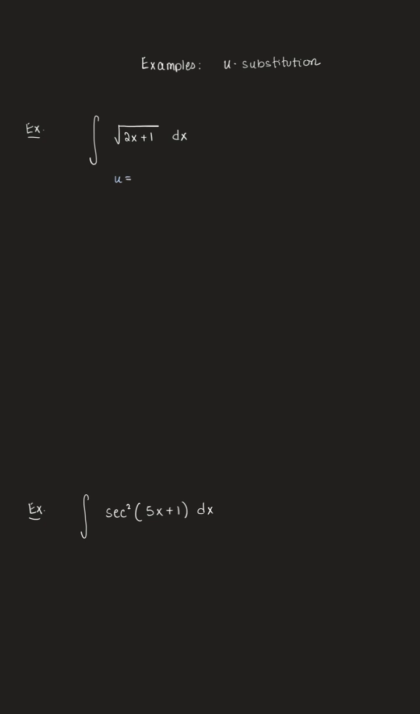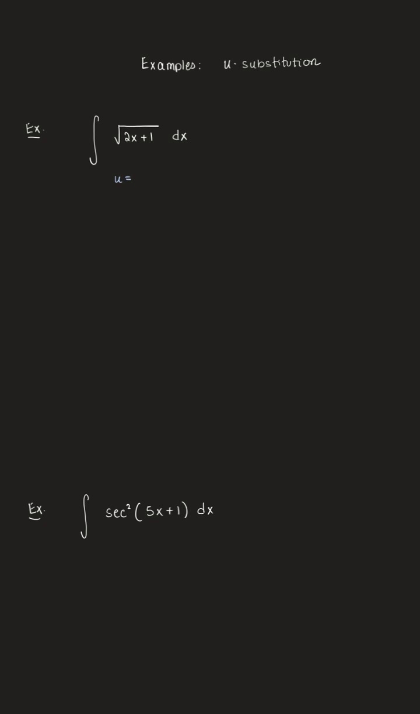You might look ahead a little bit and think, okay, will the derivative of this inside also be there, or at least maybe off by a constant? And the derivative of 2x plus 1 is 2, and so we do just have a constant as the derivative, and we can handle constants when we're doing u substitution. Let's see how we can do that.